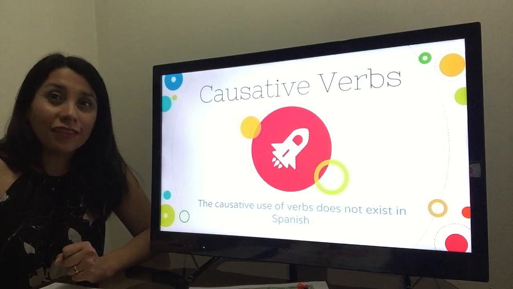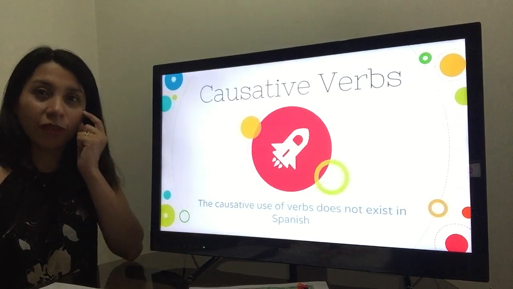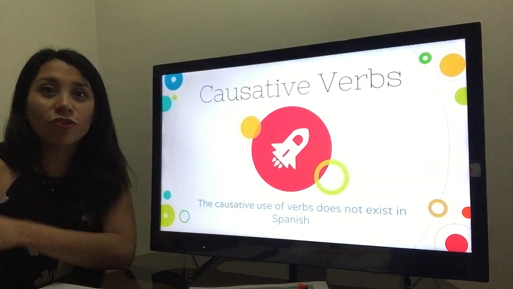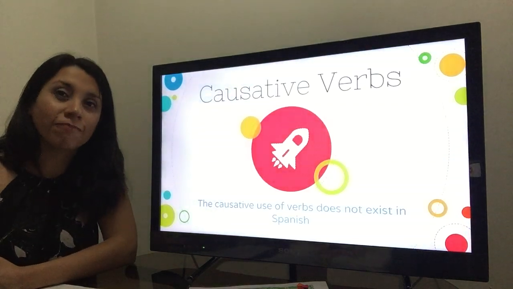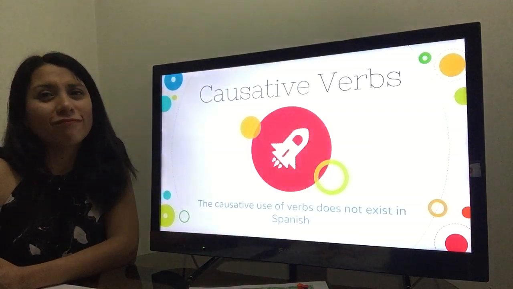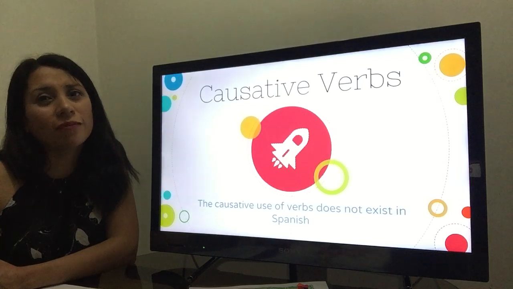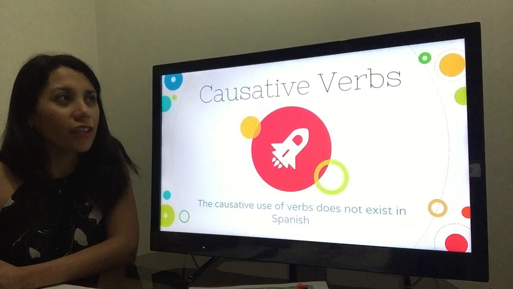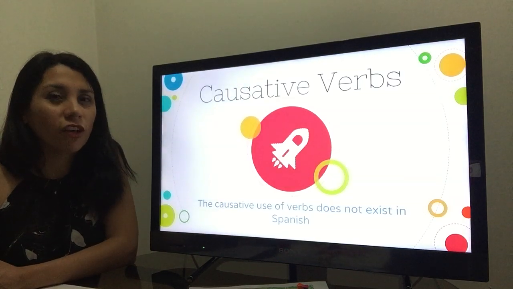And so I had anticipated these difficulties because I know that the causative use of verbs does not exist in Spanish. In fact, we don't even have a name for that in Spanish. So here we are, causative verbs.